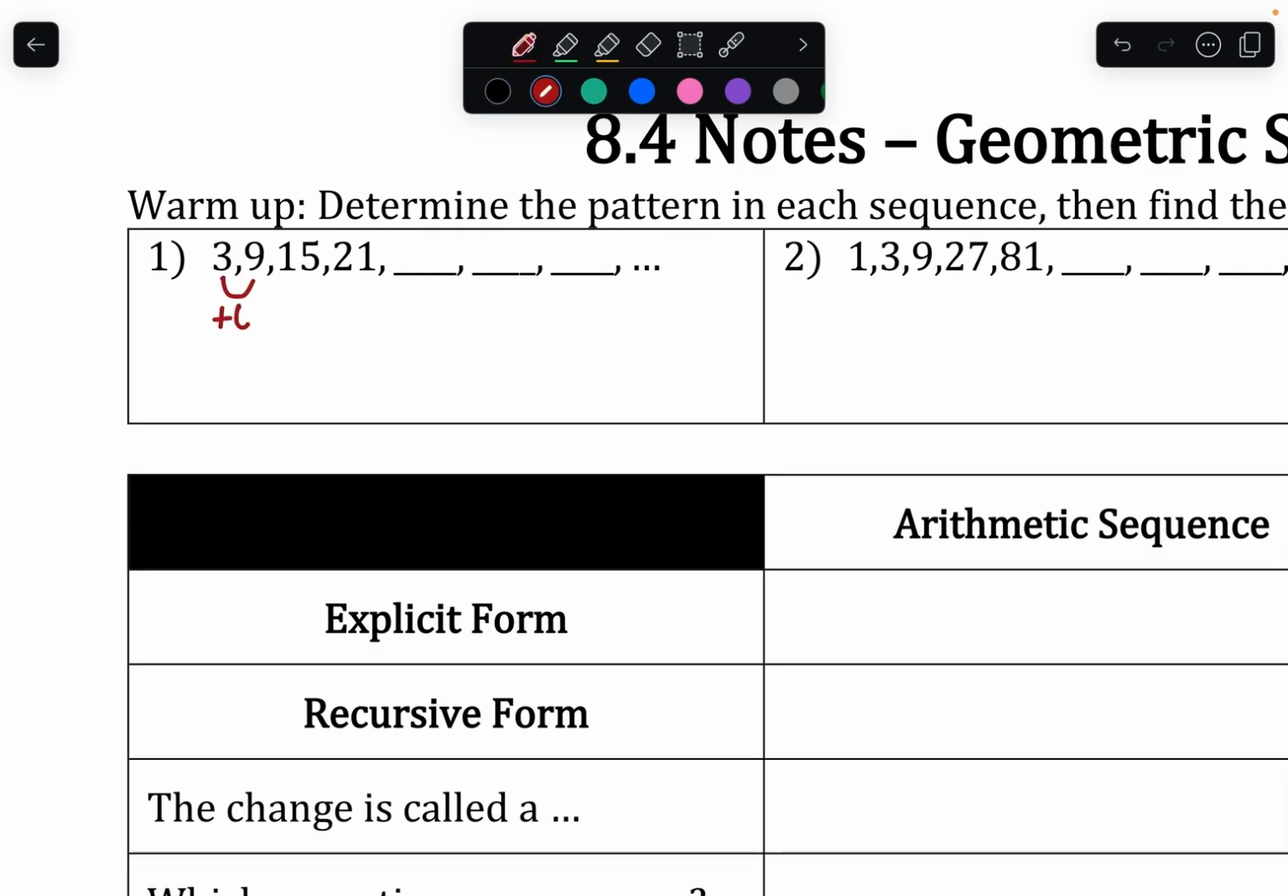And so here we are adding 6, and then from 9 to 15, we are adding 6. From 15 to 21, we are also adding 6. Okay, and so if we continue the pattern, that would take us to 27. 27 plus 6 is 33. 33 plus 6 would give us 39. And so because we are adding, this is called an arithmetic sequence. Arithmetic always goes with adding, and the way I remember that is they both start with A. And so anytime you see adding, think arithmetic.